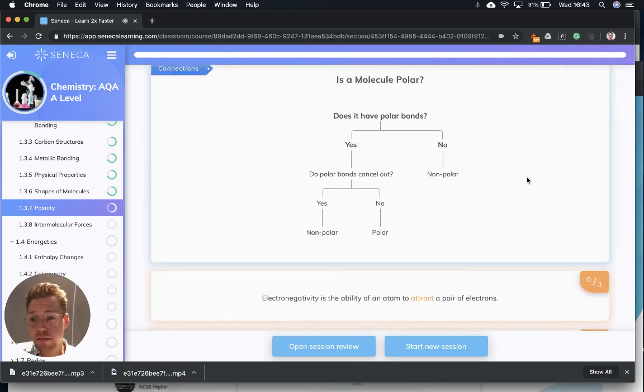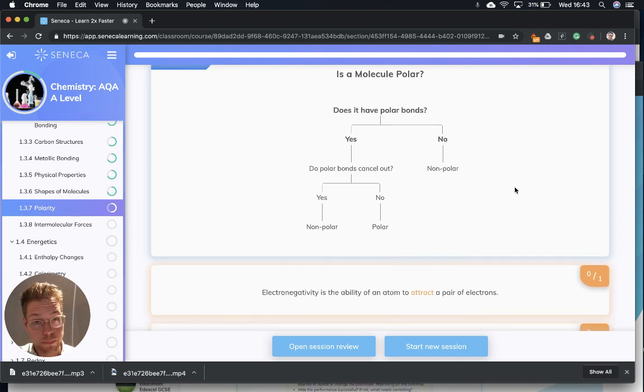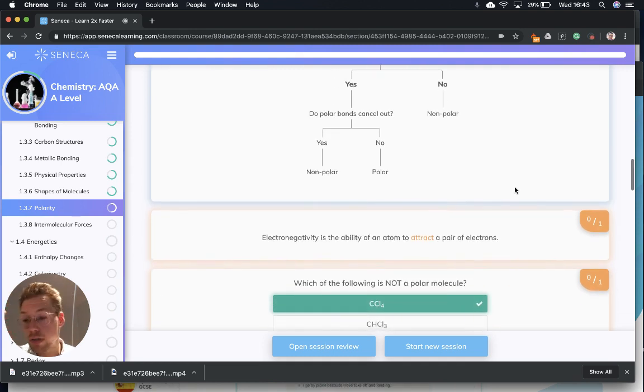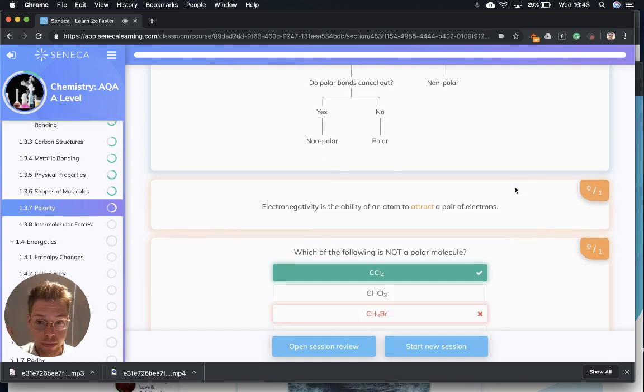So a nice little flowchart you can think of in your head if you're trying to decide whether something is polar. Step 1, are there polar bonds? Remember, we get polar bonds whenever elements with different electronegativities are bonded together. Then you've got to check, do those polar bonds cancel out? Is the molecule symmetrical? If it is symmetrical, honey, it's non-polar. If it's not, we've got something polar on our hands, okay?